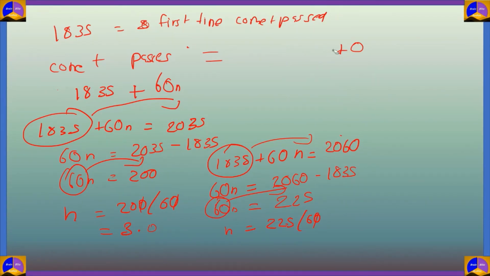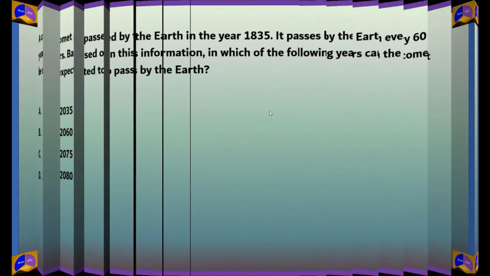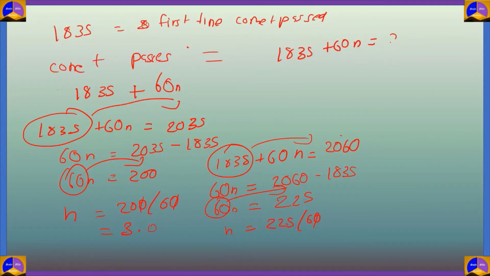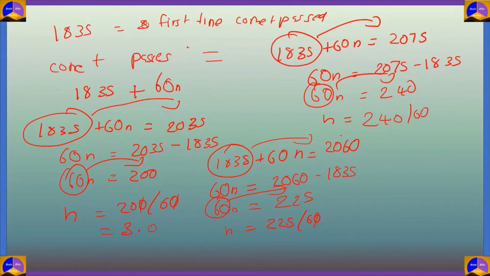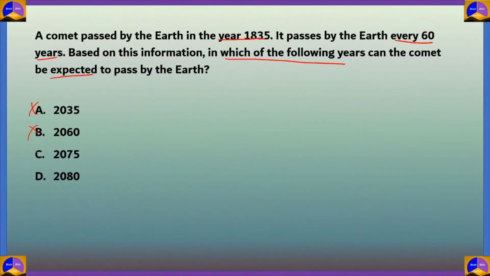Now let's try it with option C. 1835 plus 60n equals 2075. So 1835 will go to the other side. So 60n will be equal to 2075 minus 1835, which is equal to 240. Now if we take 60 to the other side, n will be equal to 240 divided by 60. We cut the zeros. 24 divided by 6, which is 4. 4 is an integer. So option C is the right answer.